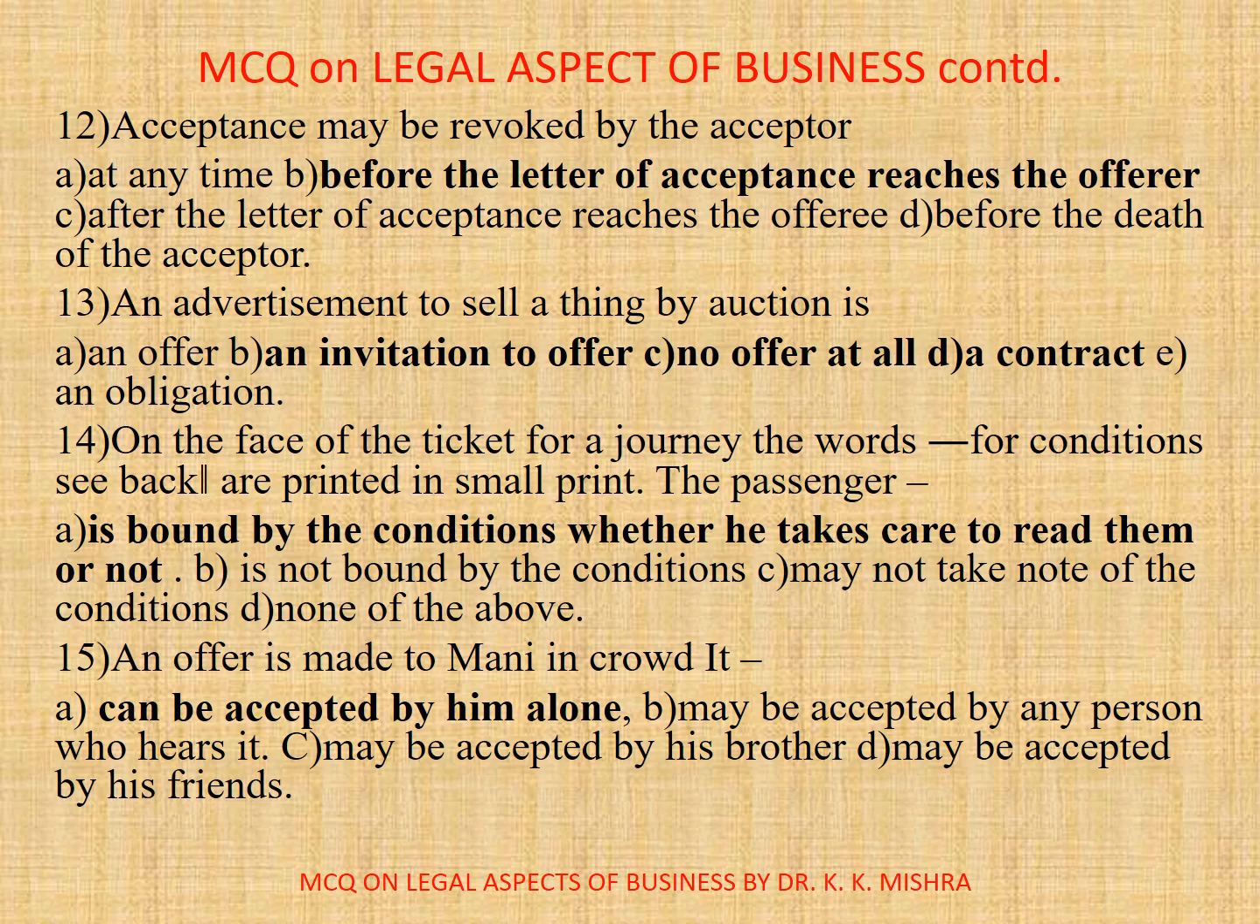Question number 15. An offer is made to a person in a crowd. It, options are A, can be accepted by him alone. B, may be accepted by any person who hears it. C, may be accepted by his brother. D, may be accepted by his friends. Correct option is A, can be accepted by him alone.